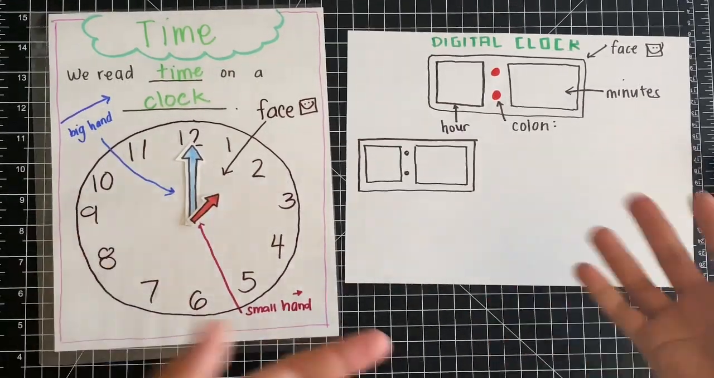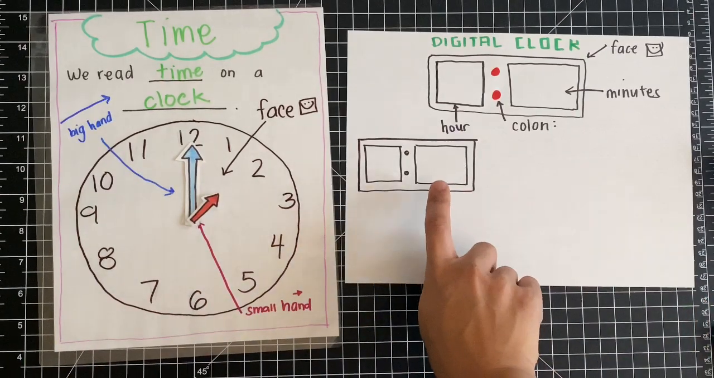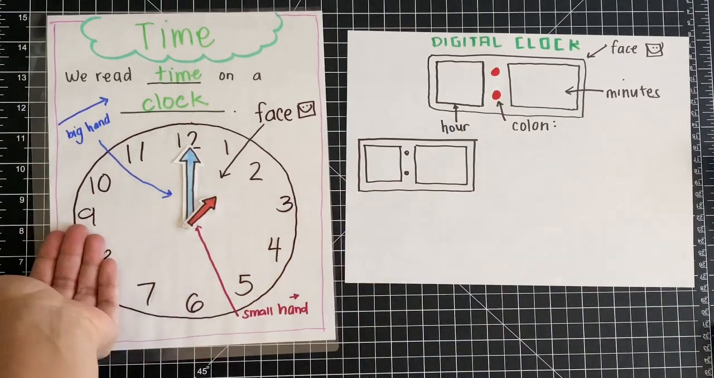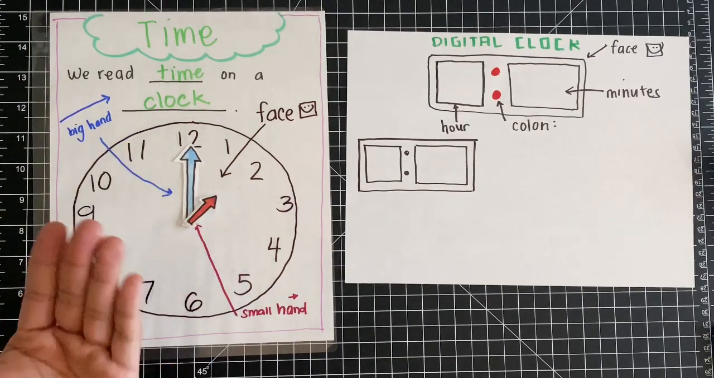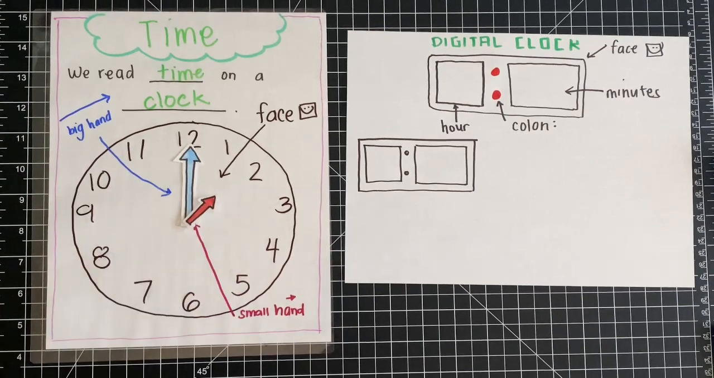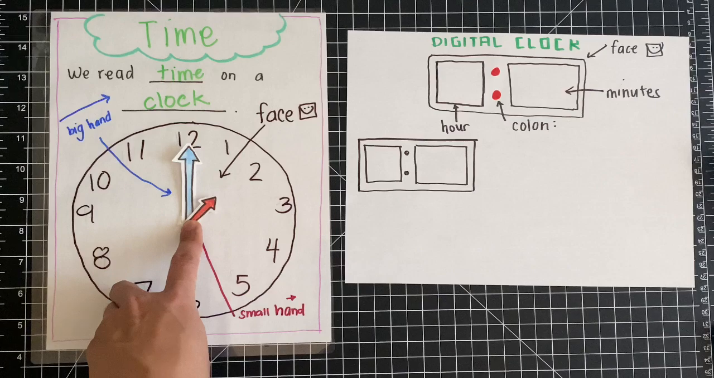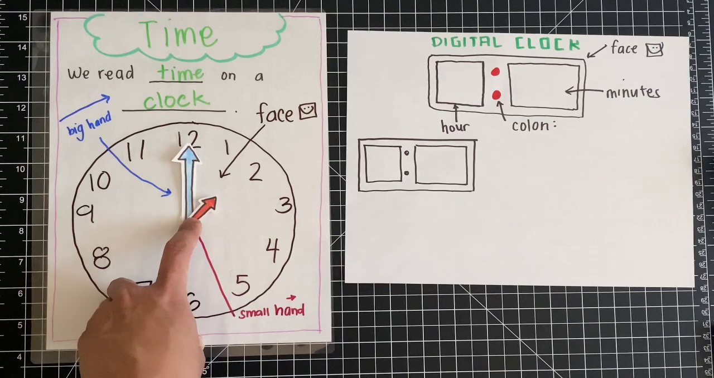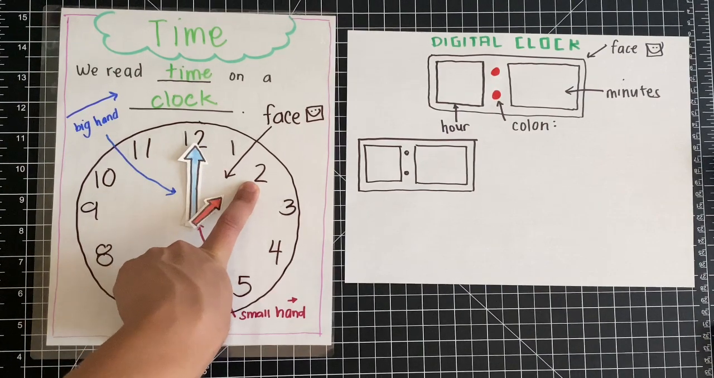All right, friends, so let's do some practice. We're gonna practice showing the time on a digital clock, and we're gonna use the help of an analog clock, okay? So here on an analog clock, I have the time. So first, let's figure out the time on an analog clock. What do we look at first? Do we look at the big hand or the small hand first? We look at the small hand first, and the small hand tells us the hour. So I know the hour is 2.